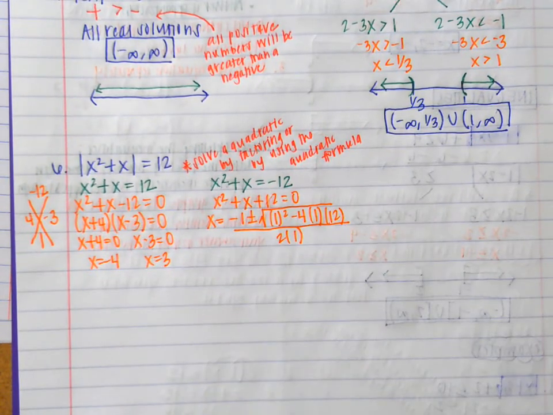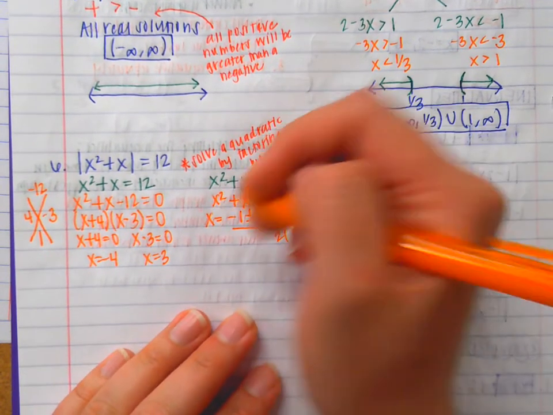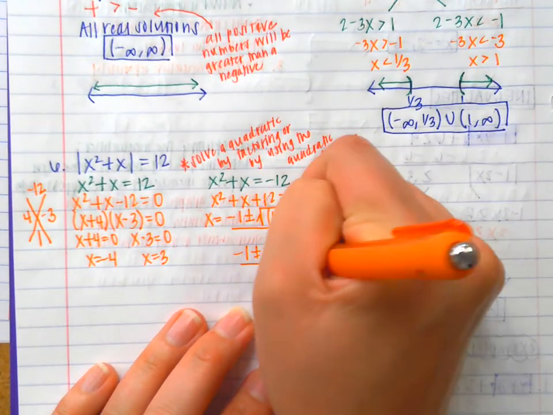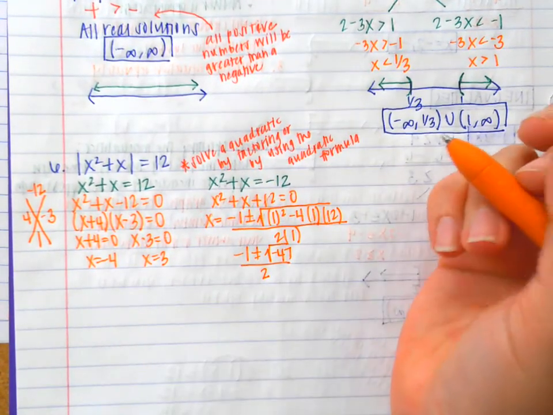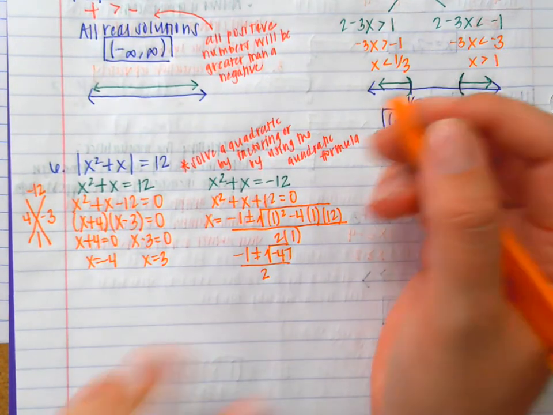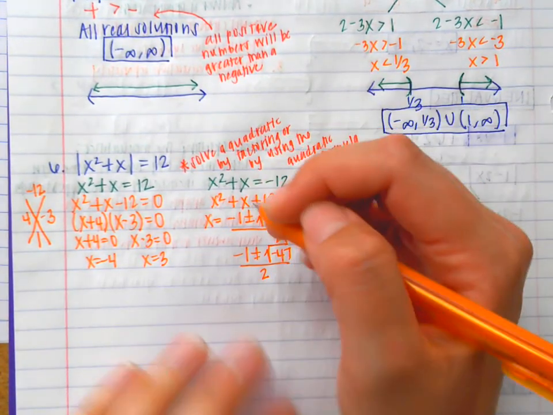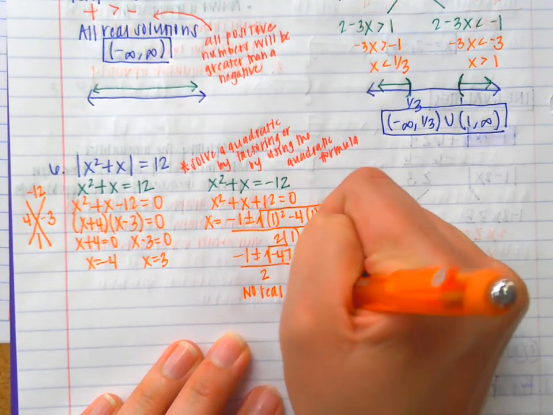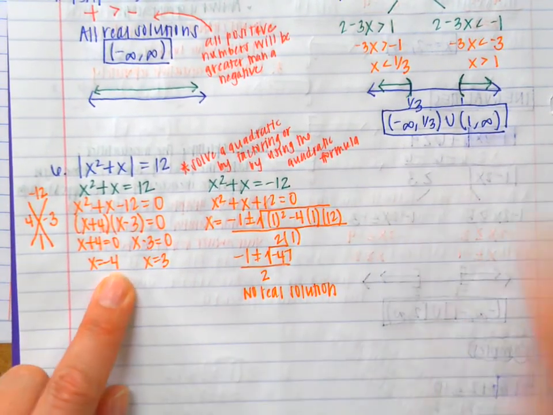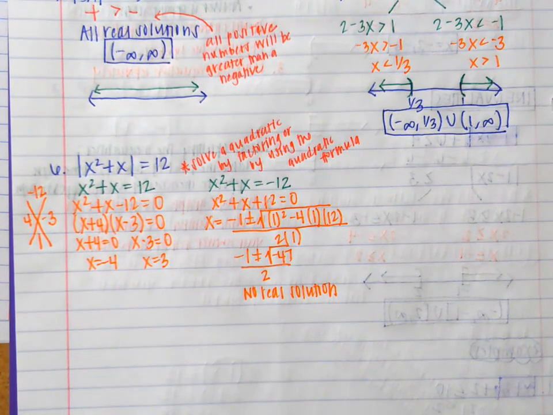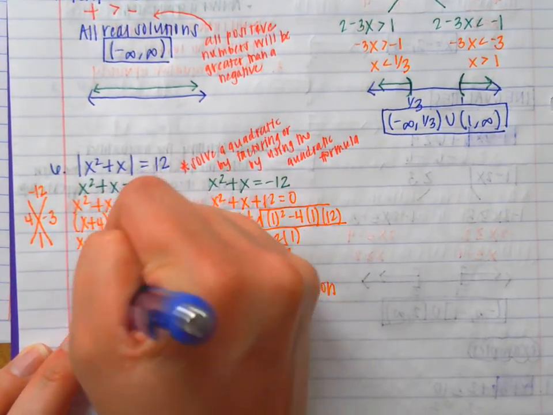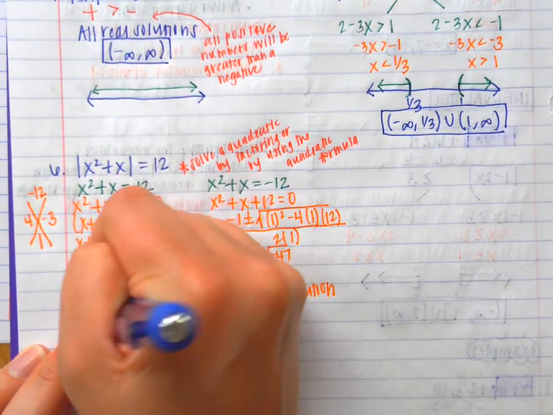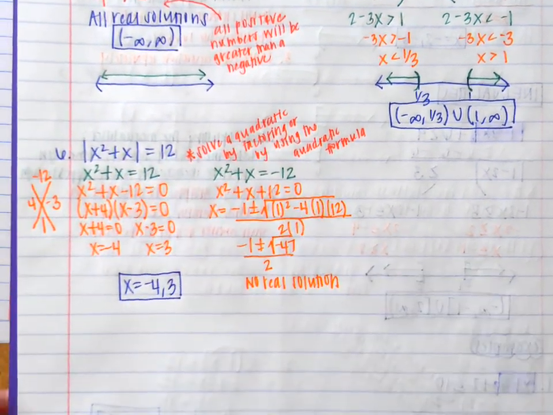Well, what happens? 1 minus 48 gets me a negative number. So negative 47, that is no solution here. Right now, we're only dealing with real solutions, so no real solution. So my only solutions to this problem are over here. So my final answer is negative 4 and 3. And that is it. And that is your answer.